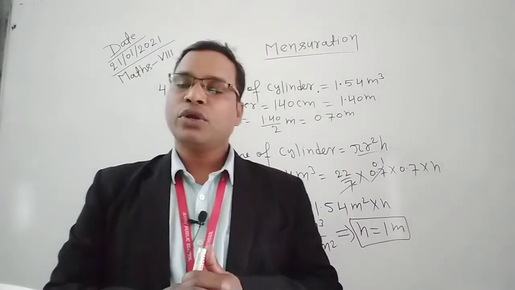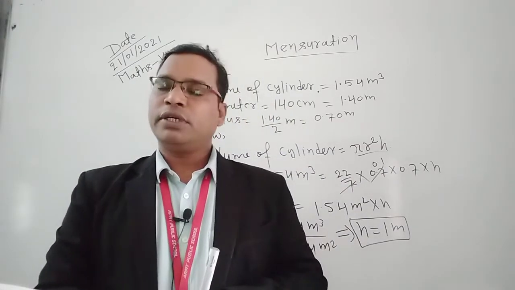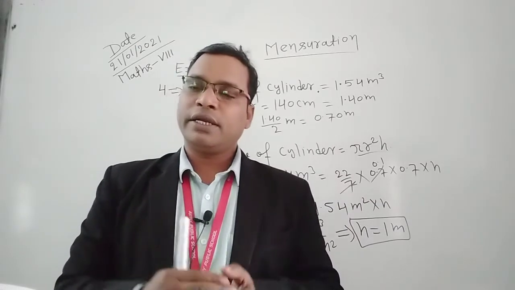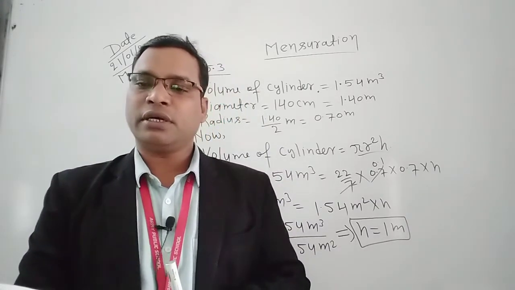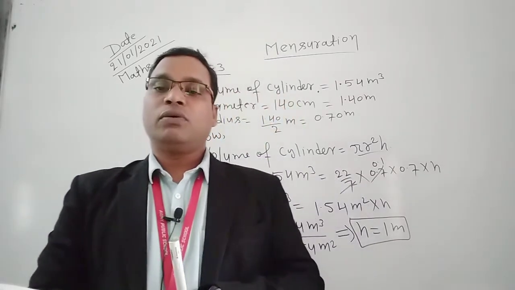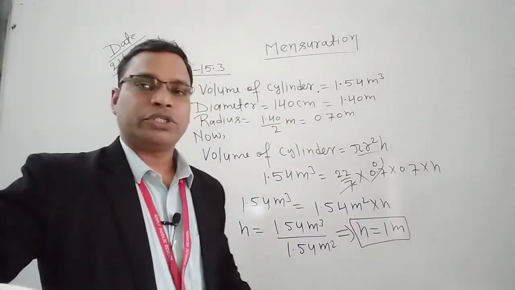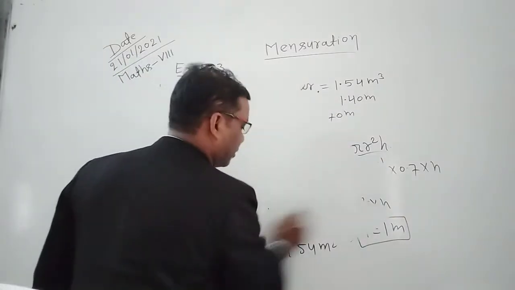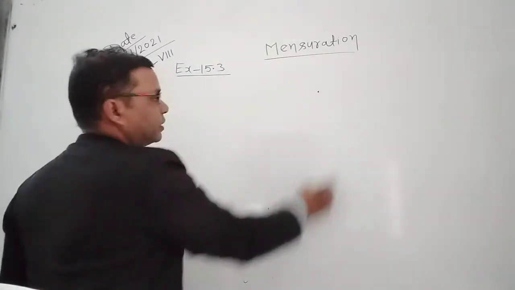Length of water which flows out of pipe in 1 minute is equal to 27 by 60 kilometer per hour. And you can change it, if you multiply by 1000, it becomes meters. But we need to find here the volume of water which flows out of pipe in 1 minute. So let's see how to solve this question. First we revise, after this we solve this question. Okay, now this is question number 5 of this exercise 15.3.